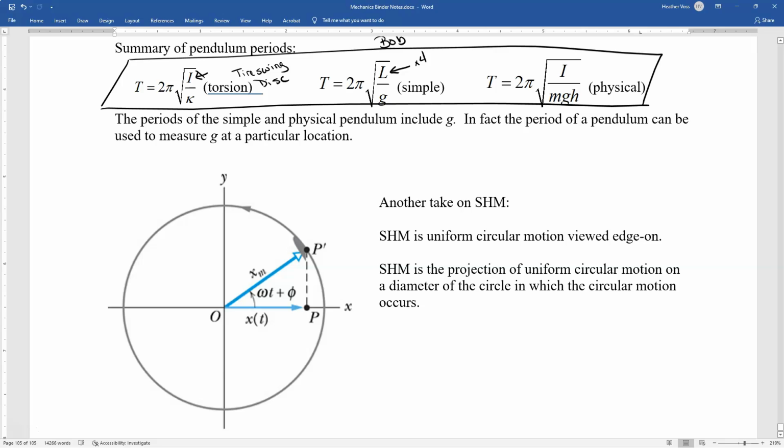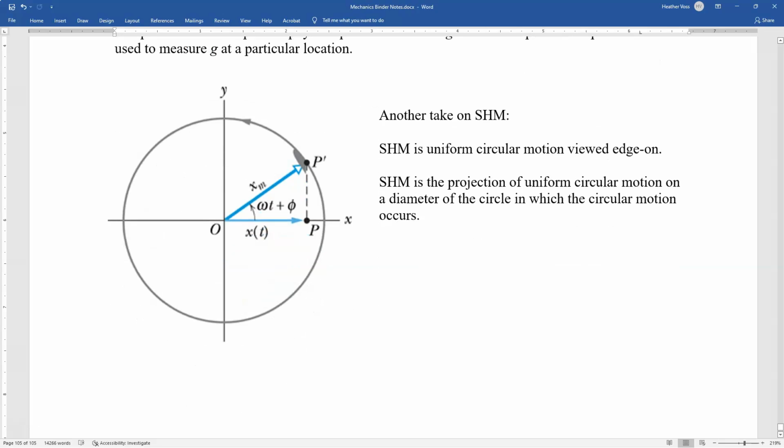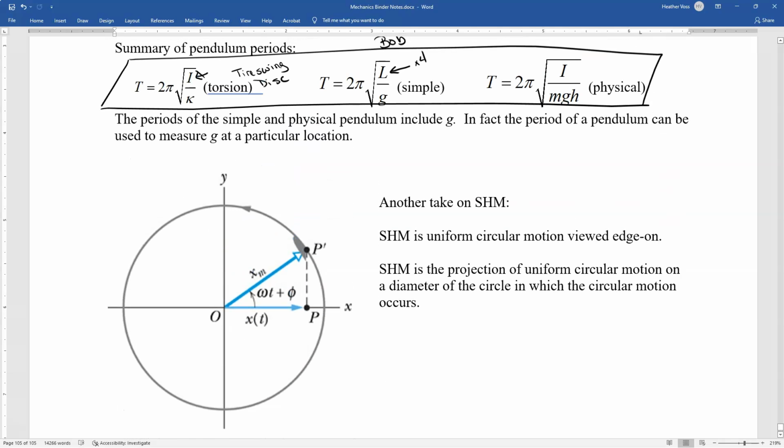So another way that we can continue to look at simple harmonic motion, we could look at it as viewed on edge. It is the projection of uniform circular motion about a circle. Now, if you've done the unit circle in pre-calculus, this is kind of what we're looking at, those X and Y pieces. So you start seeing that sinusoidal behavior as we model through it. So this is where we're going to end for today.